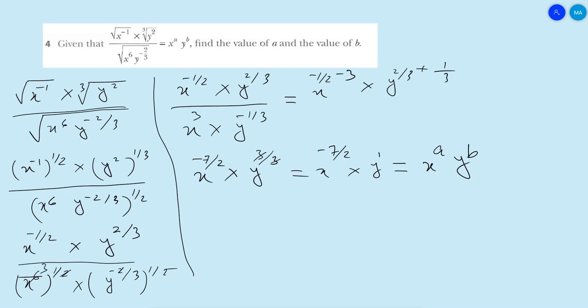This is x and this is a. x to the power a, x to the power minus 7 upon 2. So bases are same, then powers are equal. So the value of a is minus 7 upon 2, and b, this is y1, this is yb. So value of b is 1. So the final answer is a is minus 7 upon 2 and b is 1. I hope you completely understand question number 4. Come to question number 5.